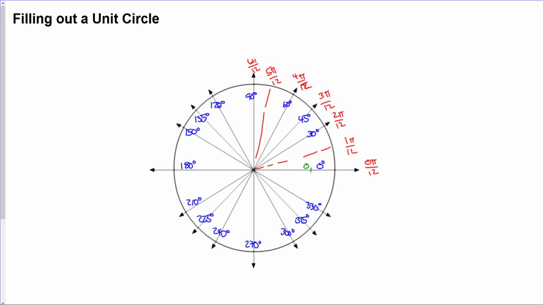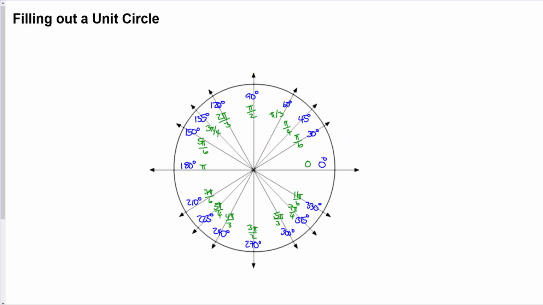2 pi over 12 would be pi over 6. 3 pi over 12 would be pi over 4. 4 pi over 12 would be pi over 3. And then 6 pi over 12 is pi over 2. And if you do this all the way around, you can get the different angle measures that are required for radians. I'm just going to go ahead and fill them out very quickly. So once you go through and you get all of your angle measures in degrees and in radians, then it's time to go through and fill out the coordinate pairs.